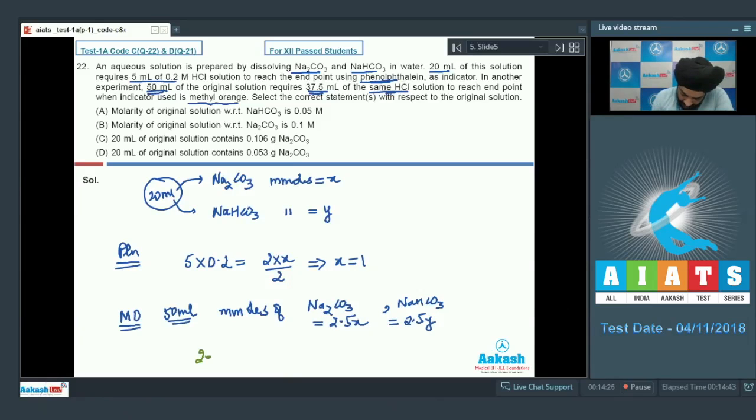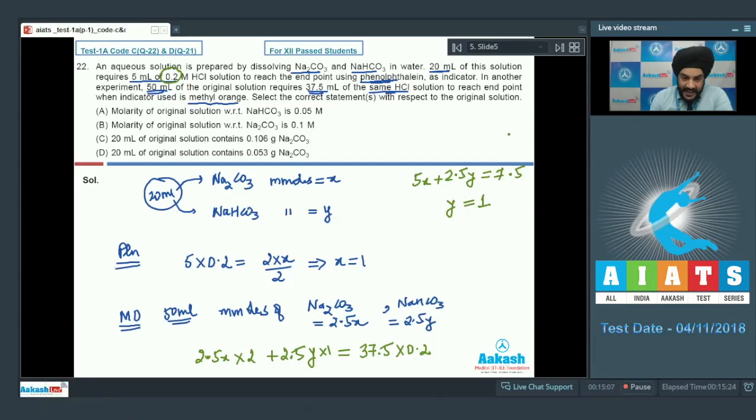Okay, so 2.5x into 2 plus 2.5y into 1 shall be equal to 37.5 into 0.2, as the concentration of HCl used was 0.2 molar itself. Okay, so this on simplification will give us 5x plus 2.5y is equal to 7.5. So which on simplification will give us a value of y equal to 1.